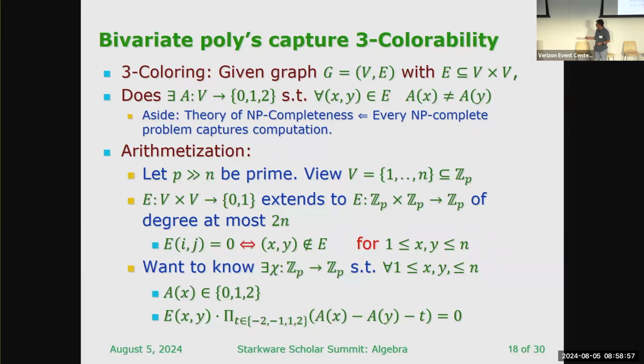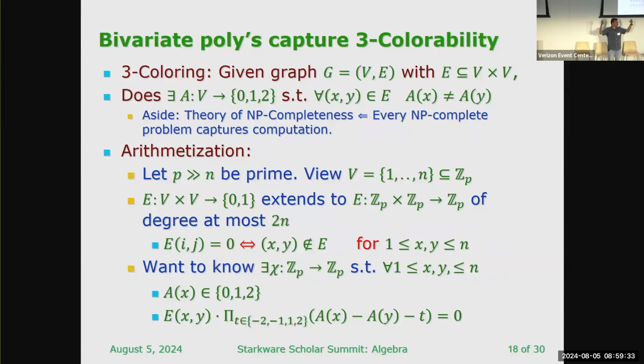And for every edge, either the edge is not present, in which case I don't care, or A of x minus A of y should not be 0. And if it's not 0 and the coloring is 0, 1 or 2, the value of A of x minus A of y will be either +1 or -1 or +2 or -2. So this very simple degree 5 equation in E and A expresses the constraint that a graph is 3-colorable. Okay?